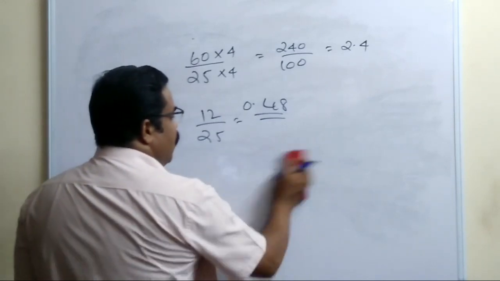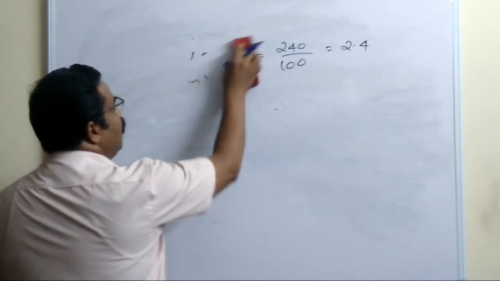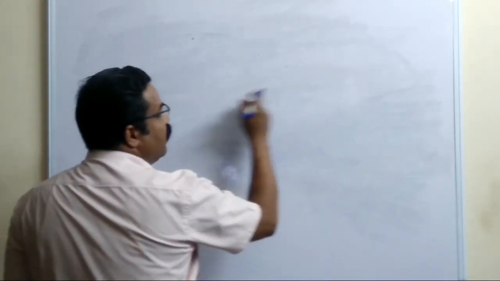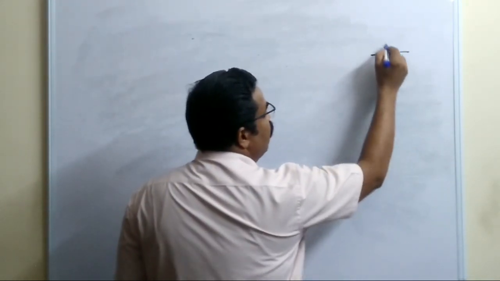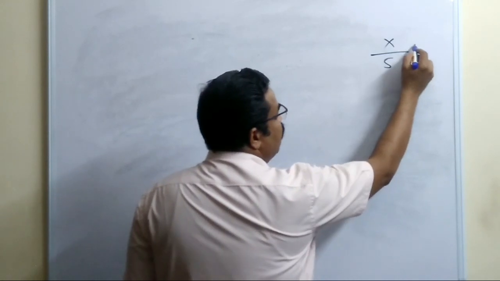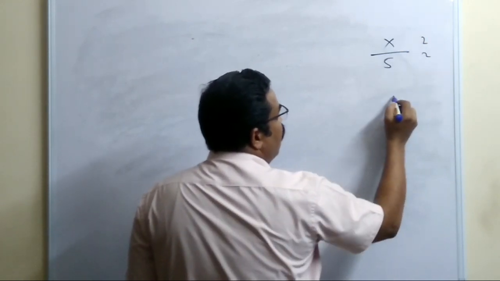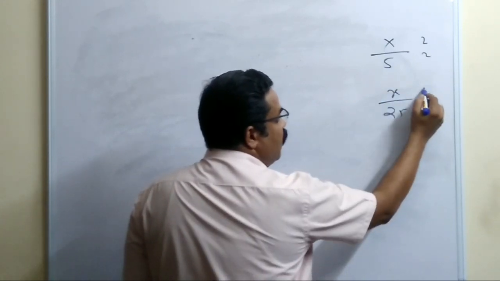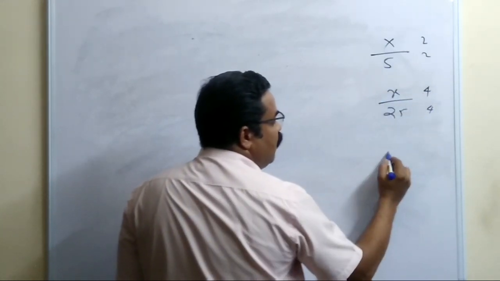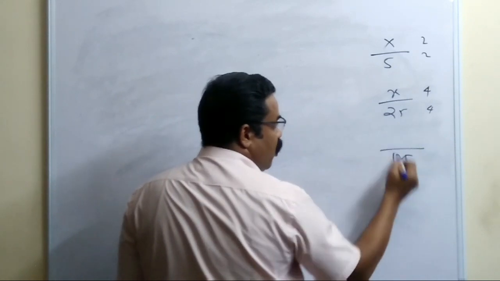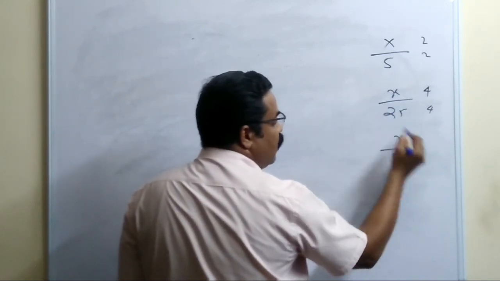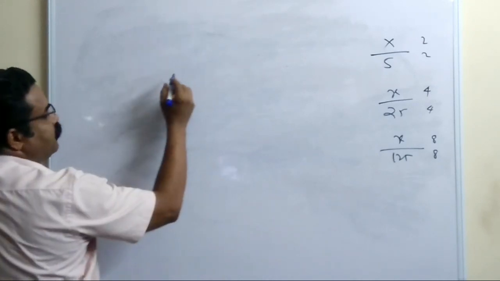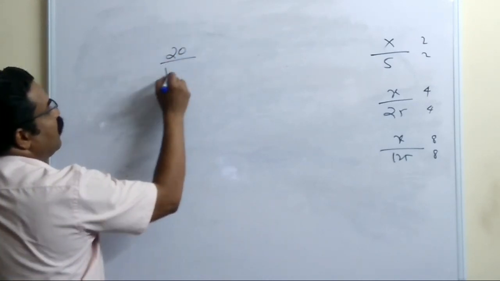So the last special fraction is when the denominator has the number 125. So for 5, what we have done? When the denominator has 5 and numerator is x, you will multiply this by 2 and 2. And when we have denominator 25 and numerator x, you will multiply by 4 and 4. Similarly, when you have 125 in the denominator and x on the numerator, you have to multiply this by 8 and 8. That's all.